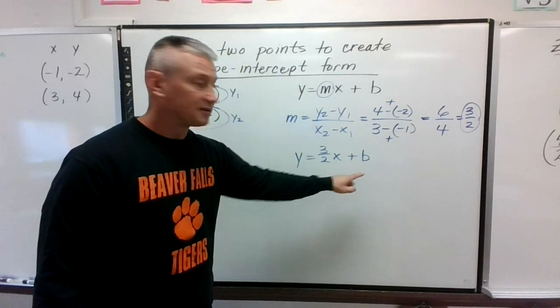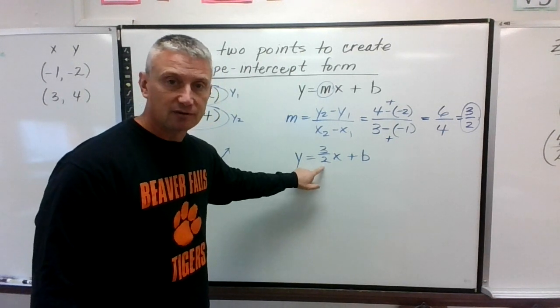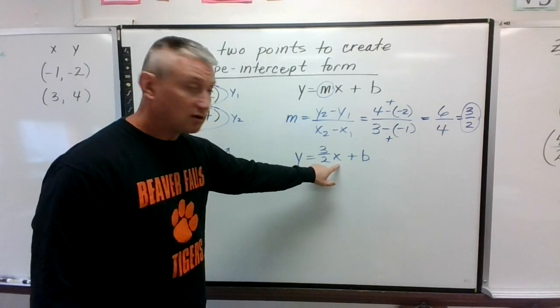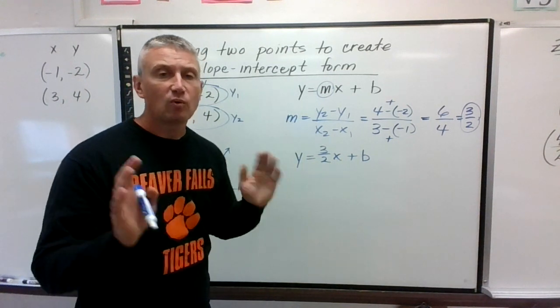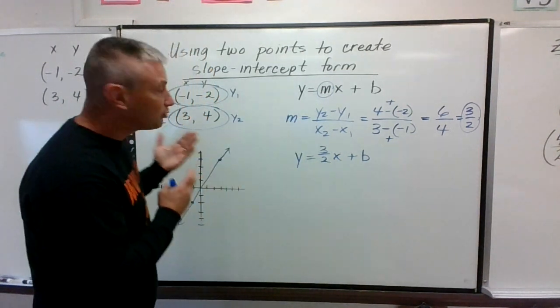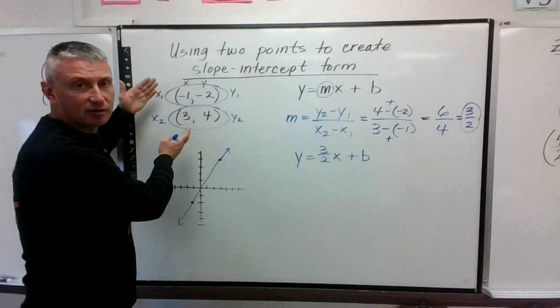We still don't know the y-intercept, but we figured out what the slope was. This is the rate of change. We do know x and y. Here's why we know x and y: because when you look over here, they gave us 2 points that were on that line.